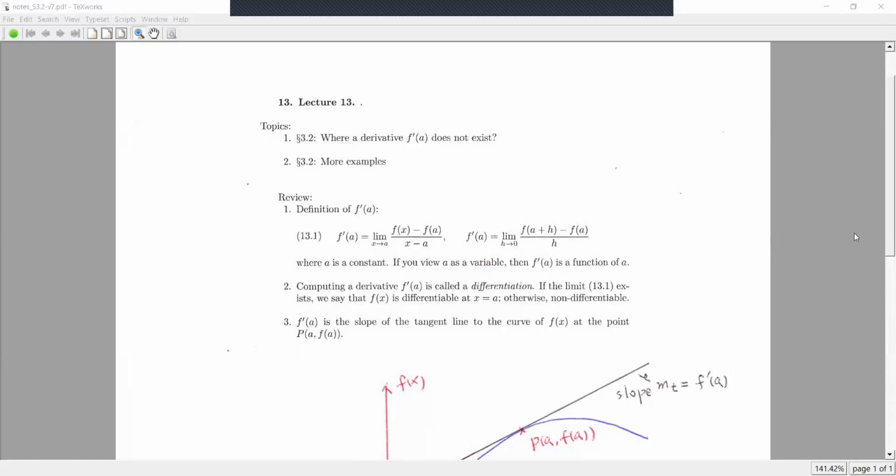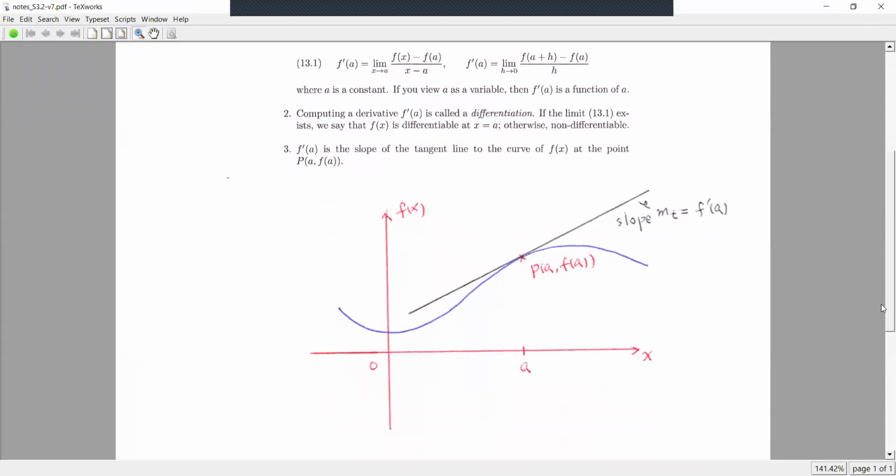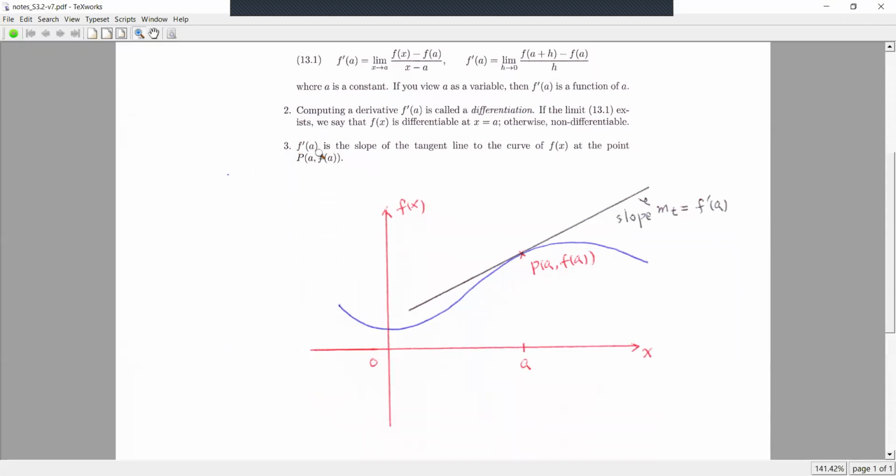Review number 3. Derivative at the point A is the slope of the tangent line to the graph of the function f at this point. This point, the x-coordinate is A. Y-coordinate is the function value at A because this point is on the graph of the function f.